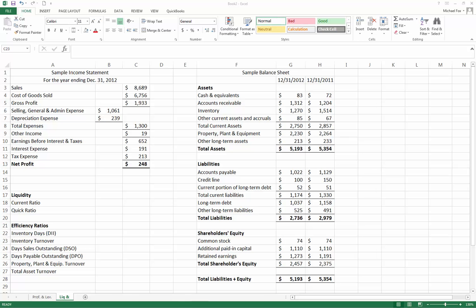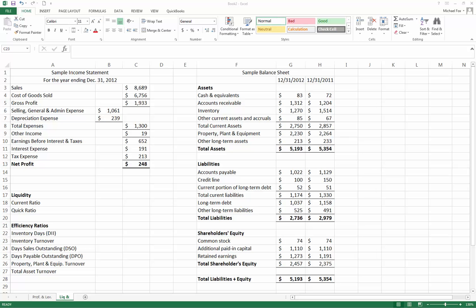Again, we use all these for the same purpose, for comparing the business against other businesses and comparing the business against itself in previous periods. Also, I'll let you know that a lot of these ratios are used by financial businesses like banks and lending companies as they're deciding whether or not to loan money to a business. Anyway, let me jump into the liquidity ratios.